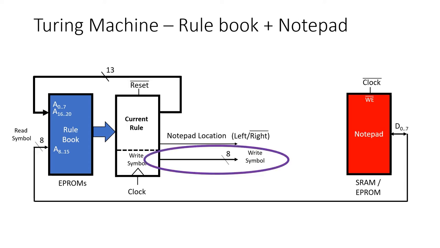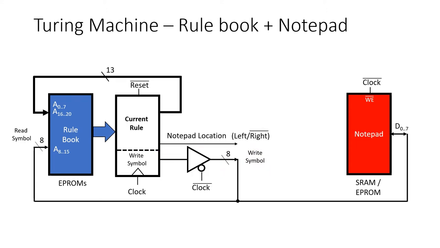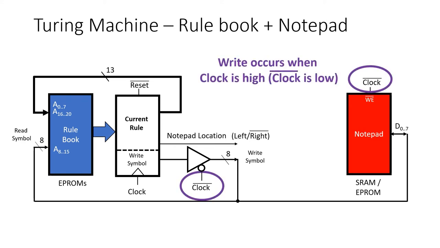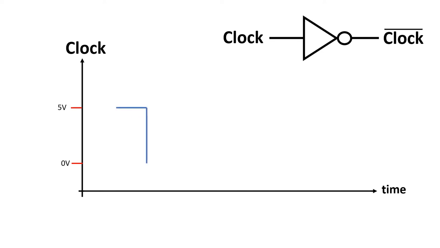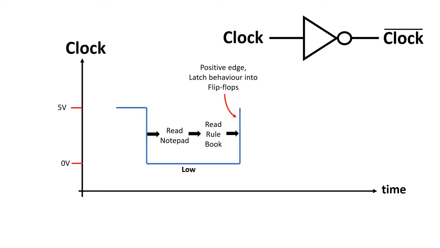Now we have this write symbol pathway that I want to connect. I'll put this enabled buffer in the write pathway and connect it to the data bus of the notepad. The write occurs when the clock signal is high, and clock bar is the inverse of clock, so the write occurs when clock bar is low. Now here's the sequence of events I want to occur. After the falling edge of clock, we read the symbol from the notepad, then we use this symbol to look up the rulebook, and a short time later, we latch the behavior into the flip-flops on the positive edge of the clock. Then, once the clock's high, we write the new symbol from the rulebook into the same location in the notepad.